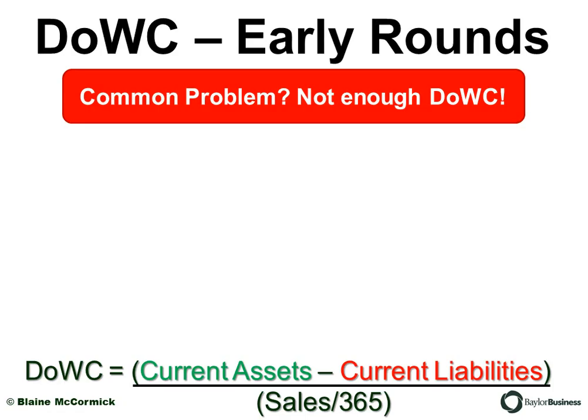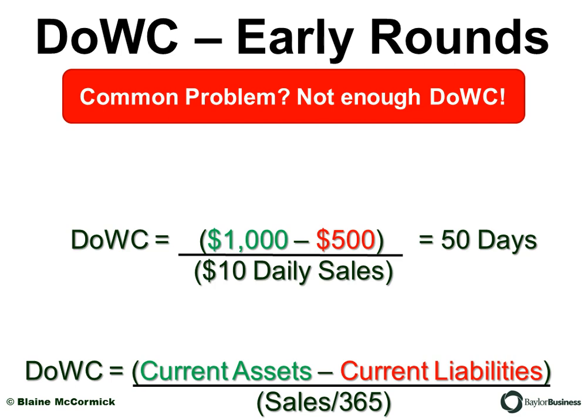So let's just break down some common problems in early rounds and late rounds on days of working capital, and this might help you understand how to best manage this. So we're going to keep our formula down here at the bottom, and I'll frame up the common problems there. In the early rounds, I see that teams struggle with not having enough days of working capital to go. So here's a nice bit of working capital right square in the green zone, but this is a very easy calculation.